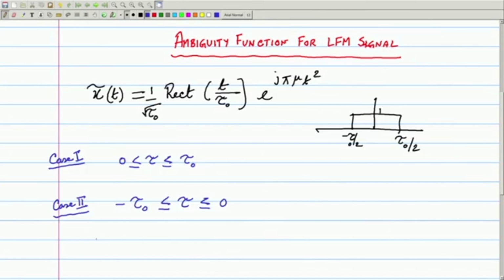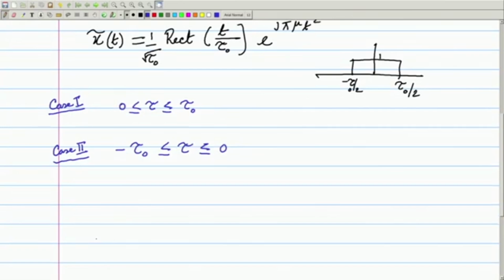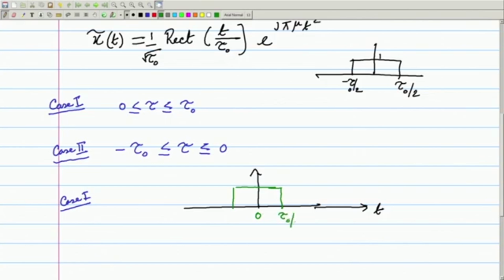First, let us do case 1. The picture I can draw like this. Let us take this as my t axis, this as my y axis. Now let me represent the x term, the signal I have taken in green. This is my 0. Obviously, this is tau naught by 2, and this is minus tau naught by 2.